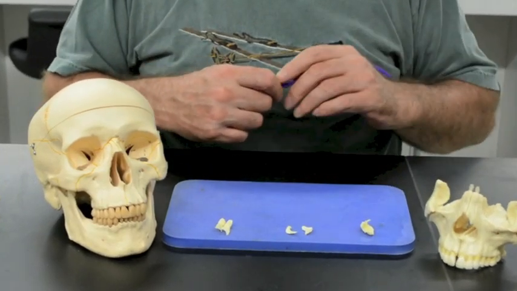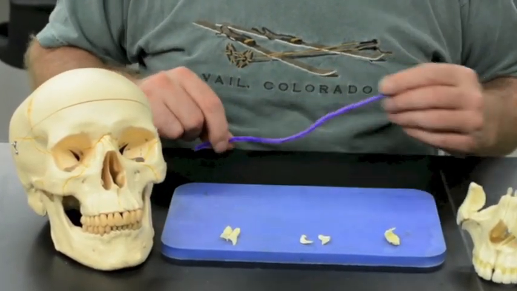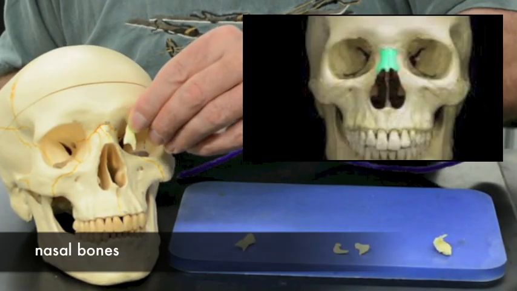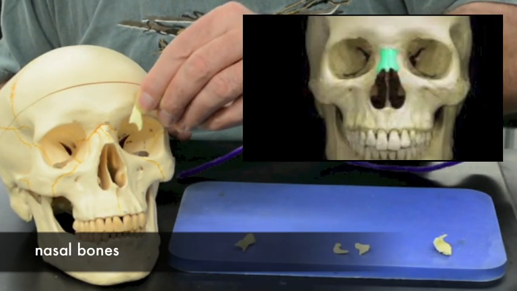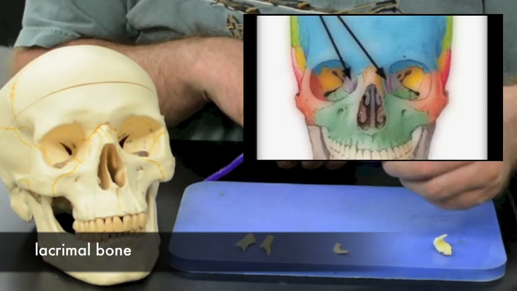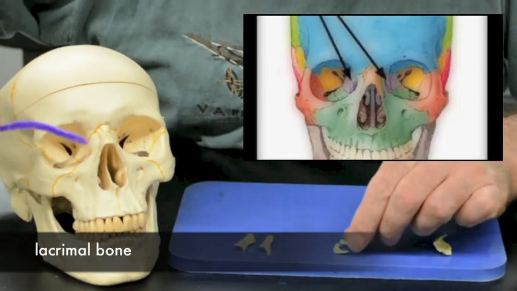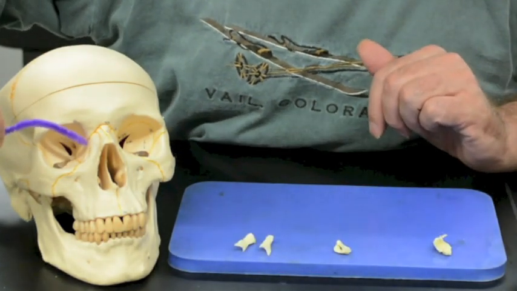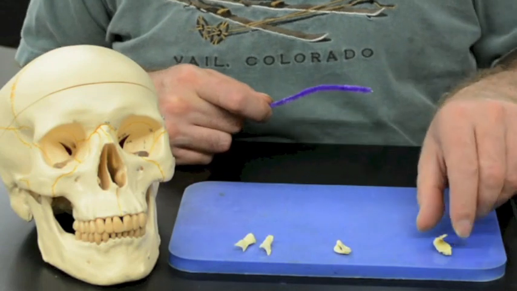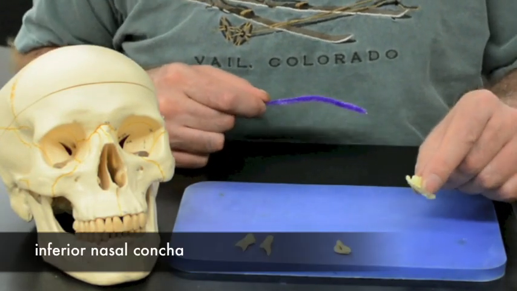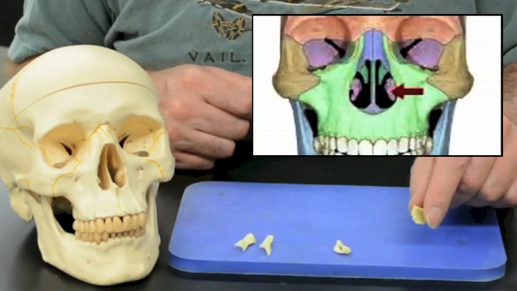Next we have three small paired bones that we're going to just briefly mention. We have the nasal bones, which fit in right here, which form the bridge of the nose. We have the lacrimal bone, which is sitting right in here, which helps form the orbit of the eye. And then we have the inferior nasal conchae, which are their own little bone, which form the lateral wall of the nasal cavity.